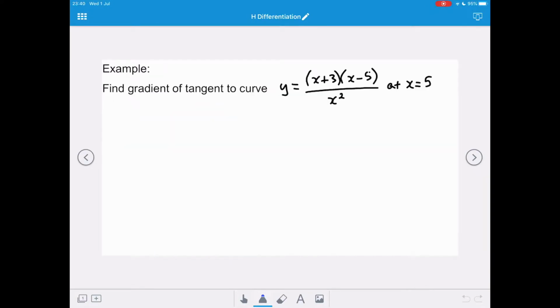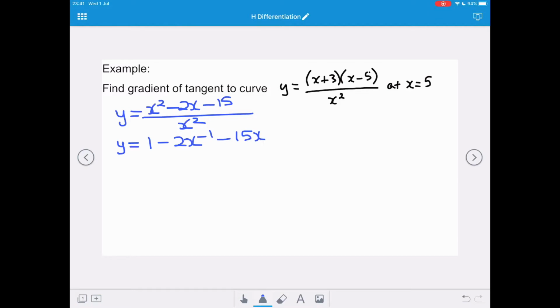Now in this example, we want to find the gradient of the tangent to the curve y equals x plus 3 upon x minus 5 all over x squared at x equals 5. So we need to put this in a differentiable format. So we need to expand the bracket. So we've got x squared minus 5x plus 3x gives us minus 2x, take away 15, and that's all over x squared. And we need to then make it so that the form is x to the power of n by splitting it into separate fractions. So we're going to have 1 minus 2x to the power of negative 1 minus 15 times x to the power of minus 2.